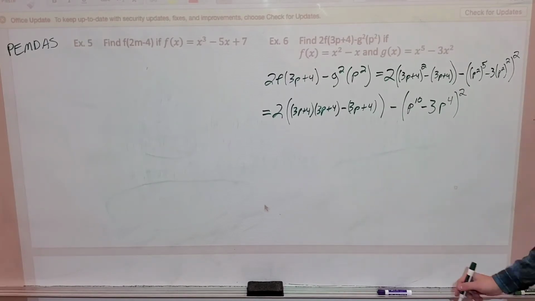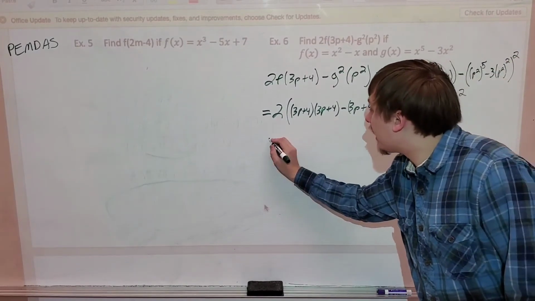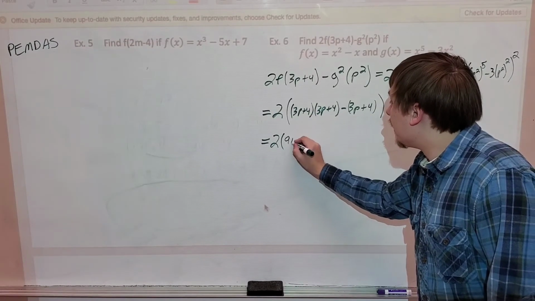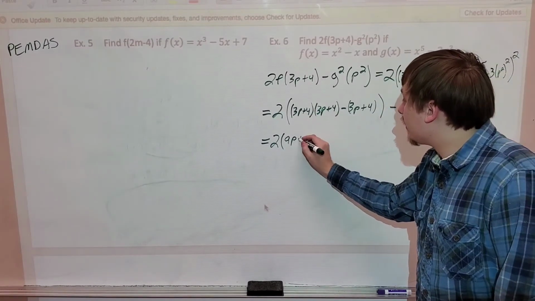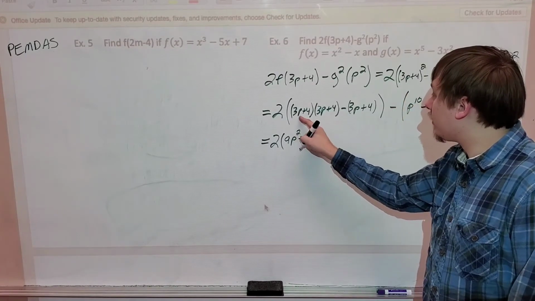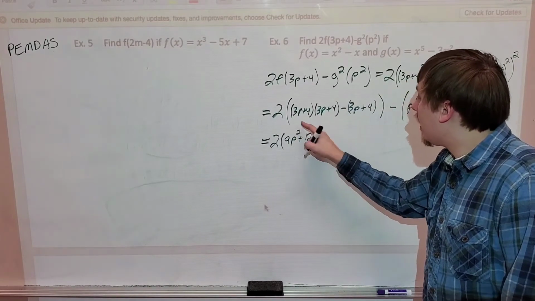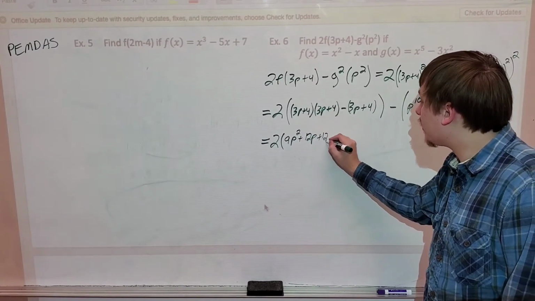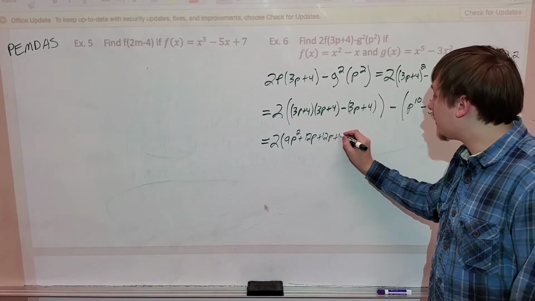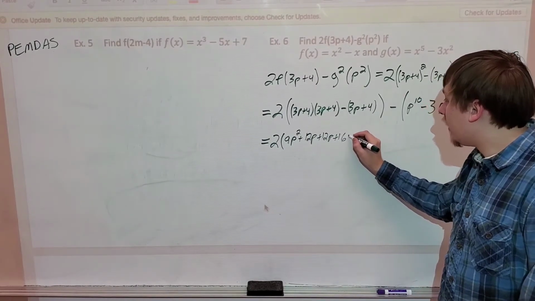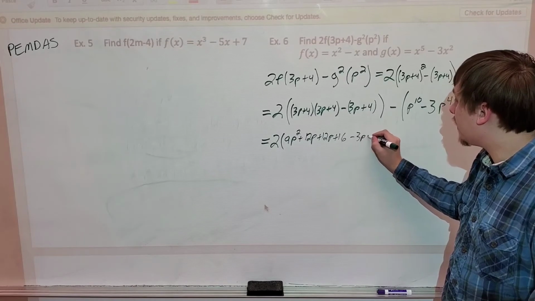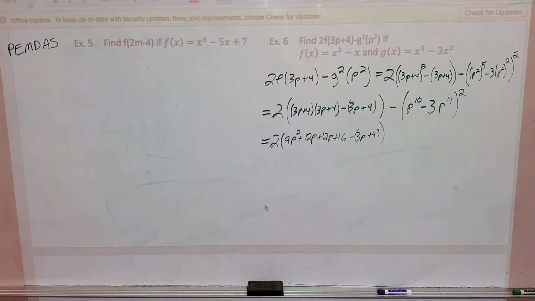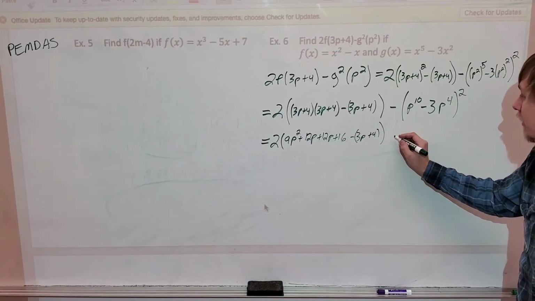Okay. Dig in a little bit more on the inside of the f function. So we're going to distribute now. 3p times 3p is 9p squared. 3p times 4 is 12p. Again, 4 times 3p is another 12p. And 4 times 4 is 16. And then after all of that, we still have minus 3p plus 4 from right here. Okay. Dealt with the inside of the f function a little bit.